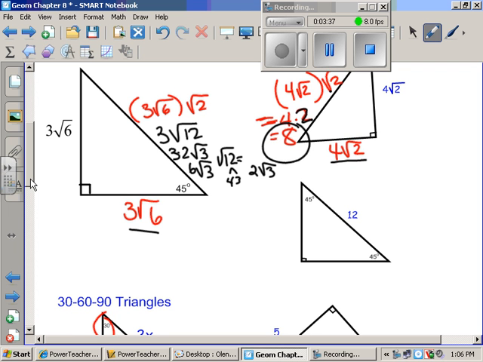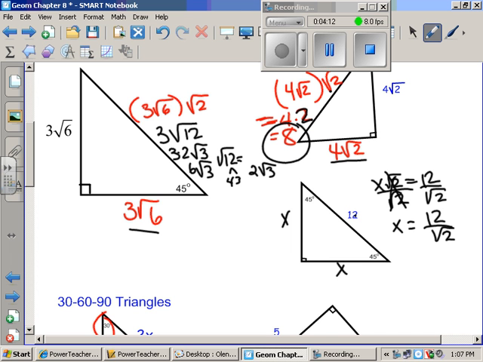And this one I wanted to do together because it's also a little different. Remember, this 12 is whatever the sides are times the square root of 2. So let's call the sides x for now and say x times the square root of 2 is equal to 12. Well, if you solve for x, you would divide by the square root of 2. Okay, those would cancel, and you get x is equal to 12 divided by the square root of 2.